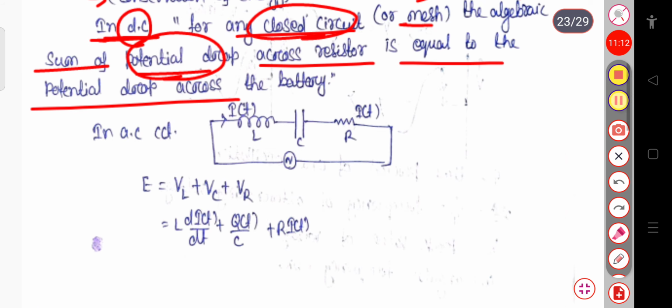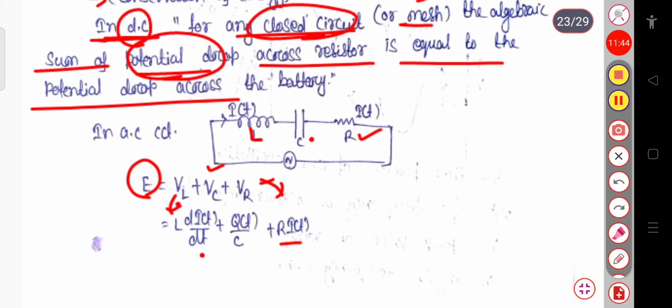So here we can calculate the total EMF, suppose E, that will be equal to the voltage drop across the inductor, suppose VL, plus the voltage drop across the capacitor, that is VC, plus the voltage drop across the resistor, that is VR. For VL we can write, for the inductor, L di by dt; for the capacitor it will be Q by C; and for the resistor, from Ohm's law, we can write V equal to IR. So simply we have substituted the values of VL, VC and VR.